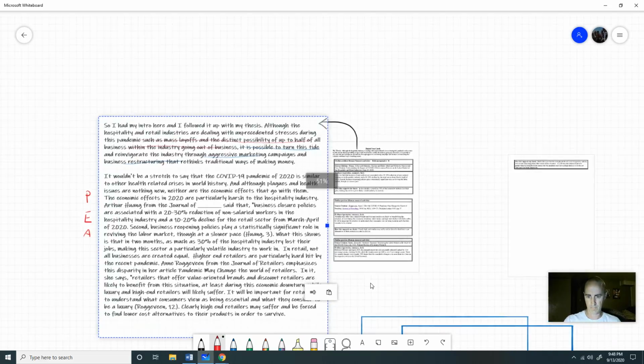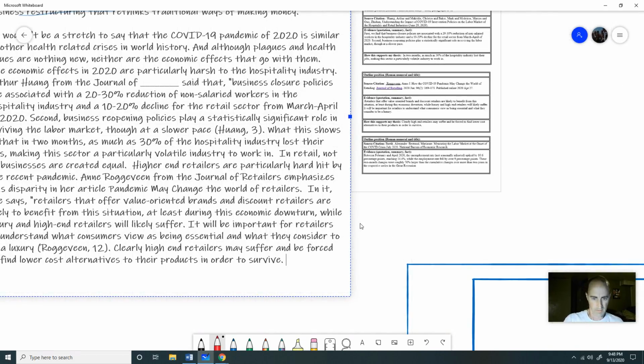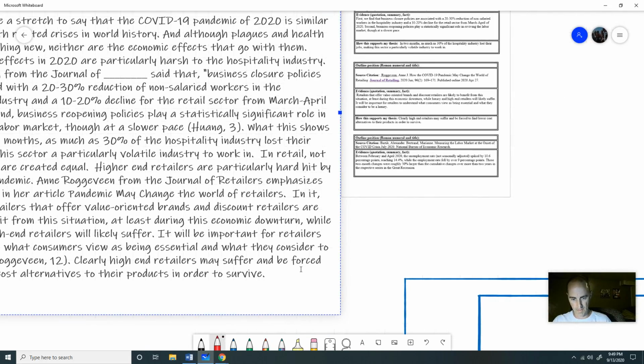Okay, you're back, hopefully. Hopefully you were able to kind of put that together. In order to make my case, I think another piece of evidence would be great. Okay, and so I've got this from Alexander Bartik and Marianne Bertrand, measuring the labor market at the onset of the COVID crisis. Okay, so here's my evidence here. And so I might make one more P.E.A. statement here.